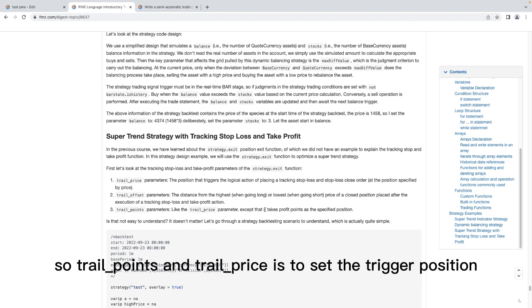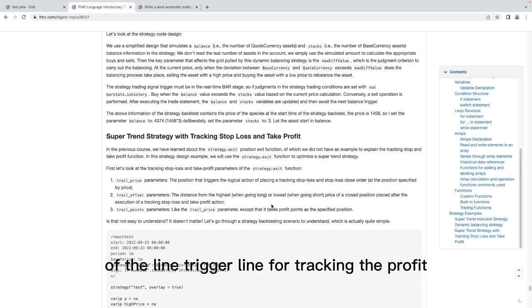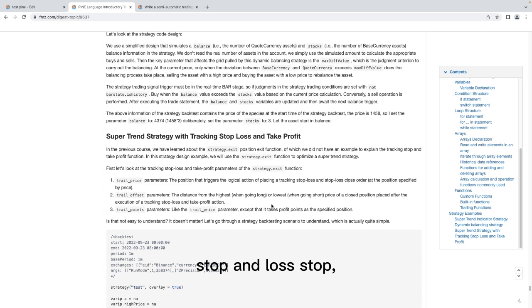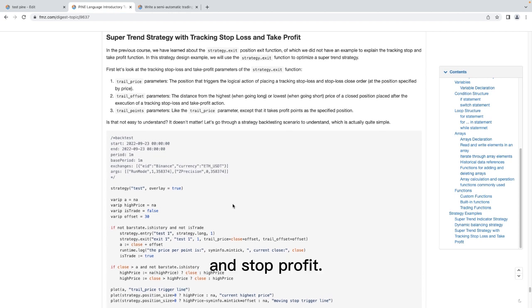So trail points and trail price is to set the trigger position of the line trigger line for tracking the profit stop and loss stop. But one is expressed by price and the other is expressed by profit points. Now that we know the purpose of these 3 parameters, let's move on to our code, in which we use fixed price to set the positions that trigger trailing stop loss and stop profit.